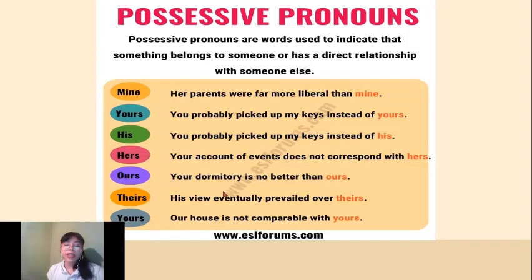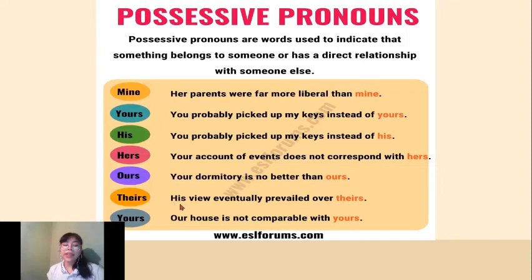Your dormitory is not better than ours. So here we know we're talking about dormitories. To avoid saying your dormitory is no better than our dormitory, since we already know we're talking about the dormitory, we're going to replace the word dormitory with the possessive pronoun ours, the dormitory that belongs to us. His view eventually prevailed over theirs.